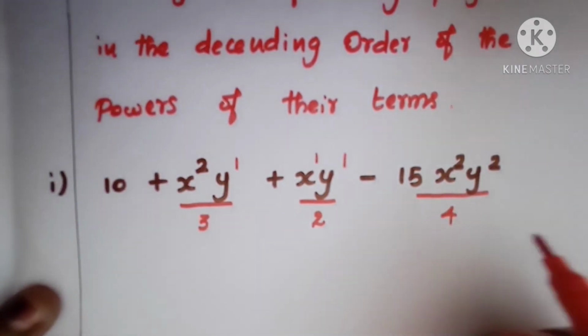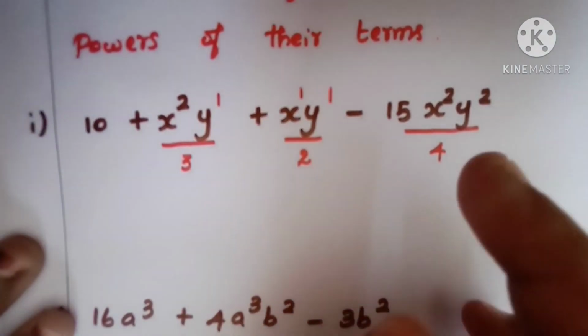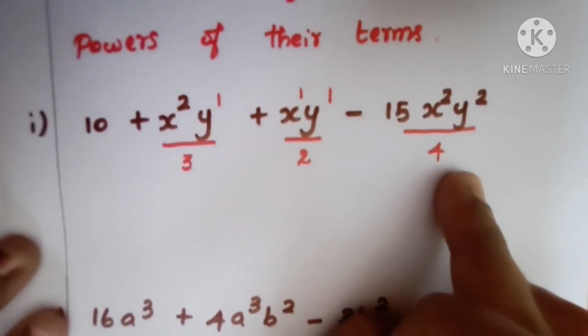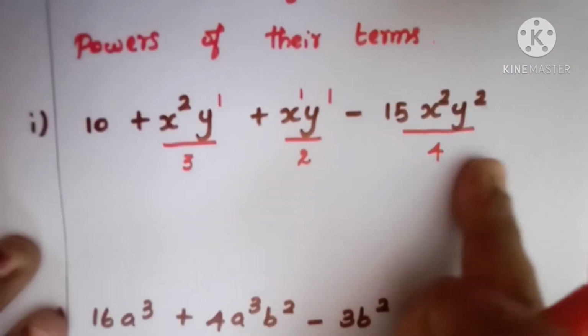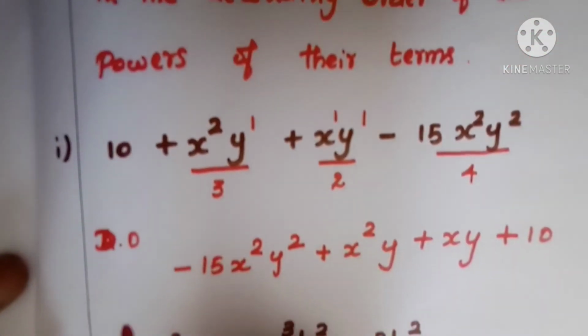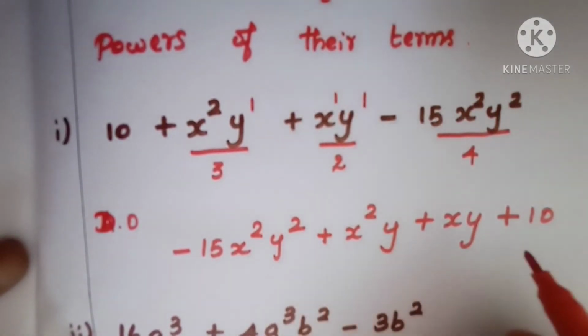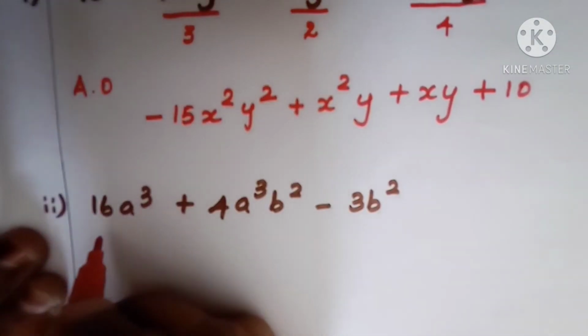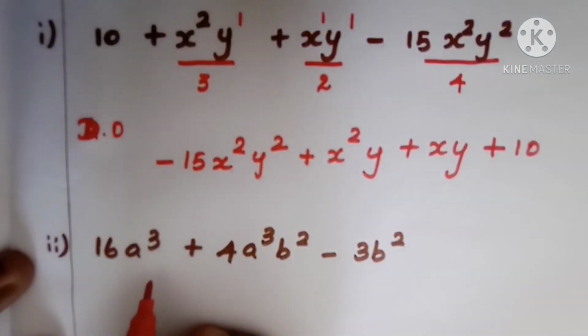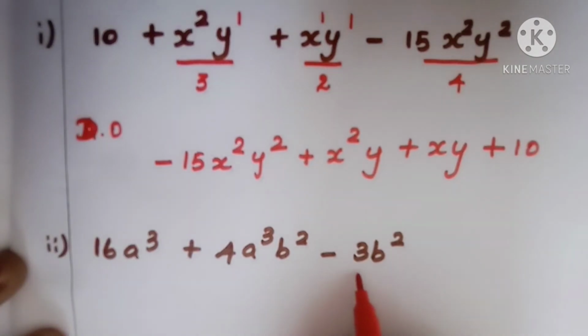Now you have to arrange them in a descending order. Which one has the highest degree here? The minus 15x square y square. So write it. The descending order is equal to minus 15x square y square plus x square y plus xy plus 10. Next: 16a cube plus 4a cube b square minus 3b square.